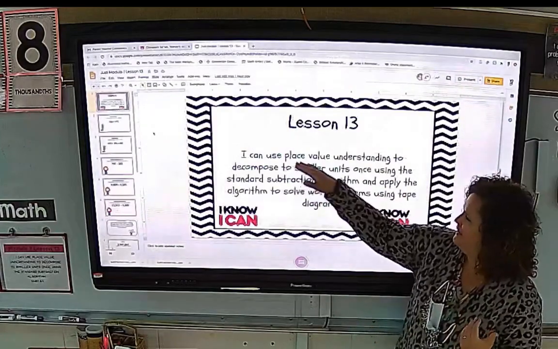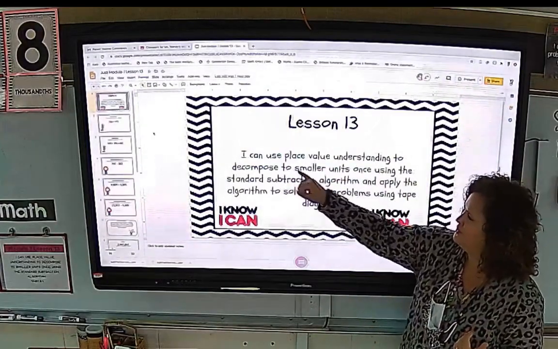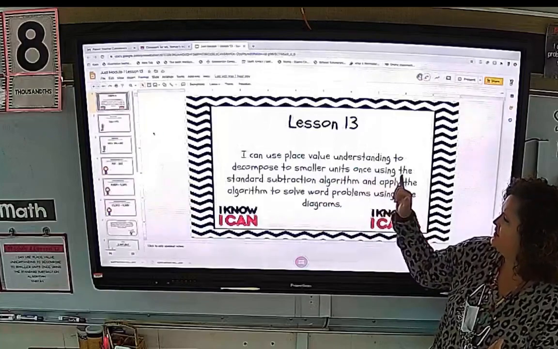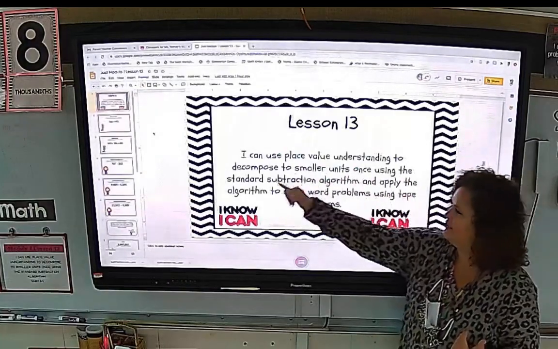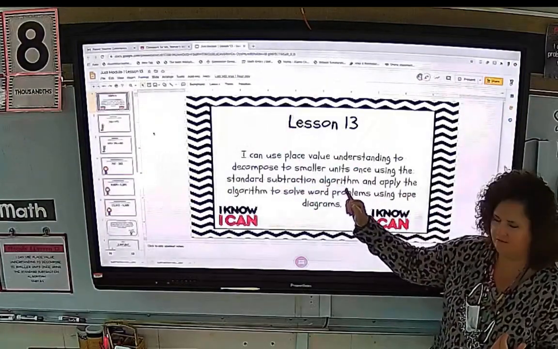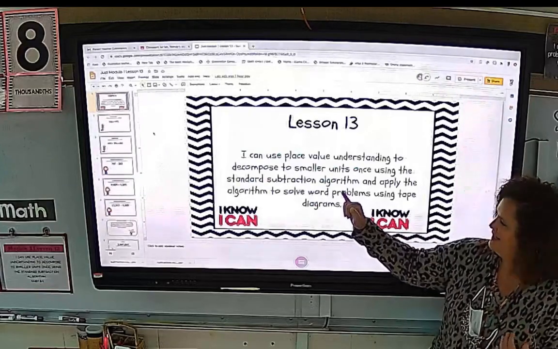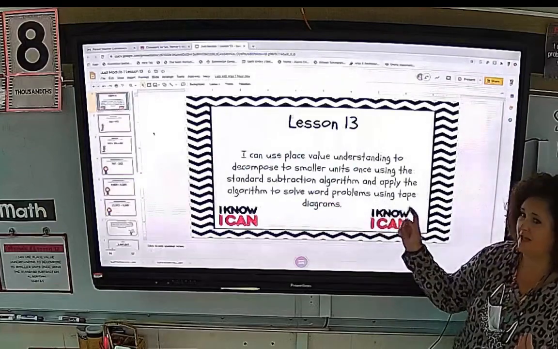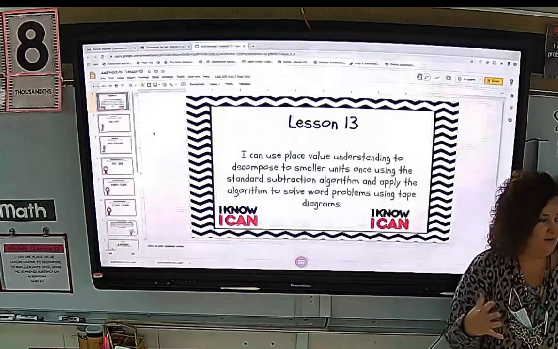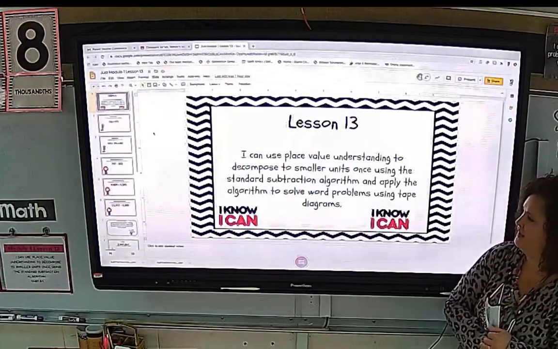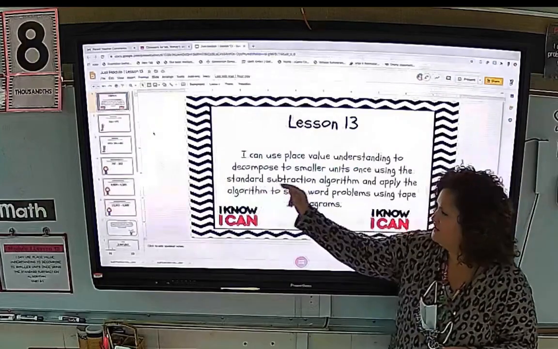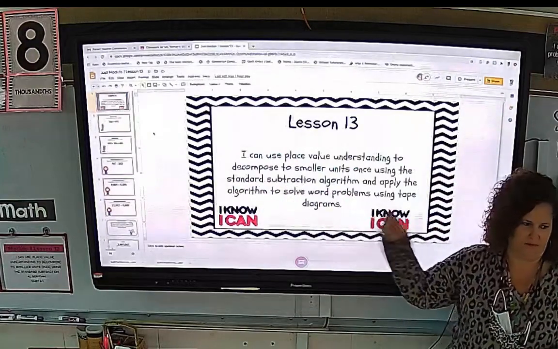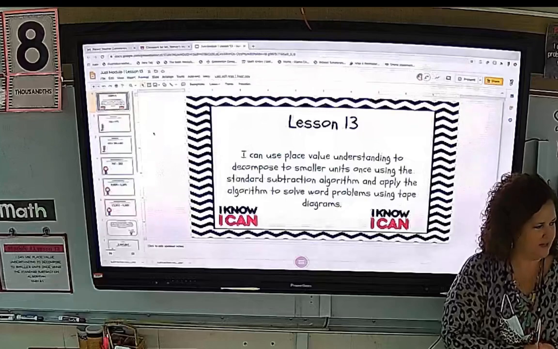Okay. I can use place value understanding to decompose to smaller units once using the standard subtraction algorithm. A lot of large words here. And apply the algorithm to solve word problems using tape diagrams. It's a mouthful, isn't it? Okay. Standard subtraction algorithm. What do you think that is?